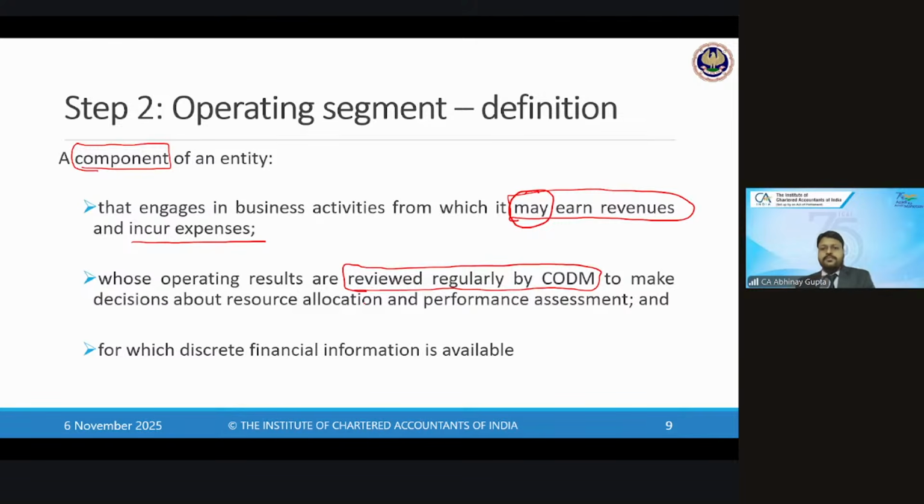Right? So as I previously mentioned, there could be 10 segments which may earn revenues and incur expenses separately, but out of those 10 segments, only 6 are being reviewed by the CODM. Then the operating segments would be 10 or 6? What do you think?